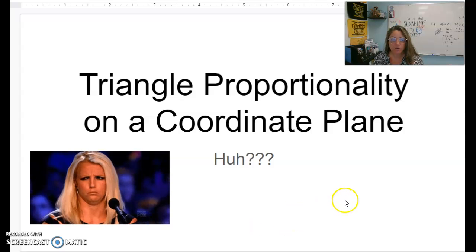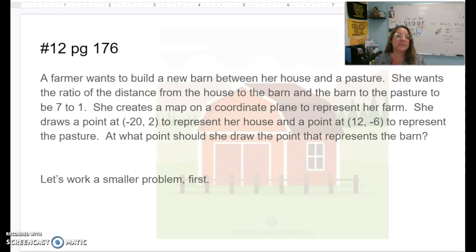Okay, so today we talked about triangle proportionality on a coordinate plane. What that basically means is that we're going to be doing similar triangles, but on the coordinate plane. So this was question number 12 from our workbooks on page 176.